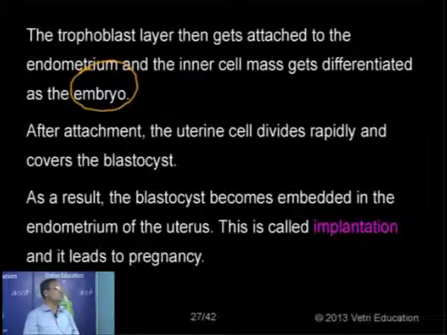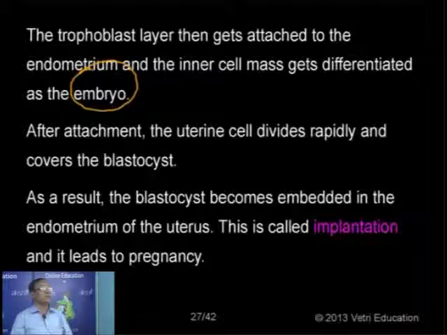That is why there is no need to develop or synthesize the yolky materials in the case of the human egg. That's why it is called alecithal egg. There is a reason. It is the mother who provides nourishment. So, who looks after the developing embryo?